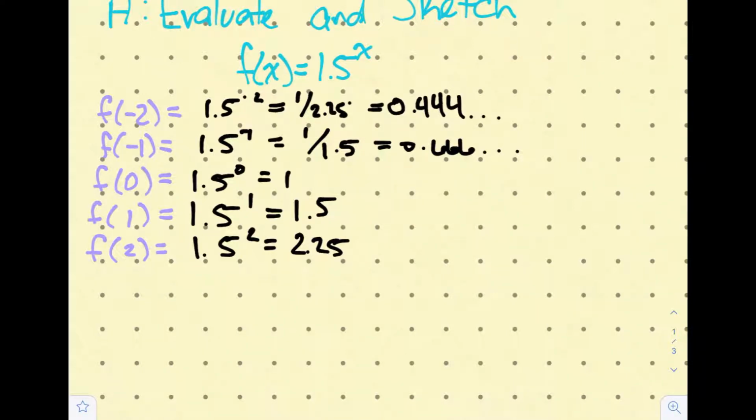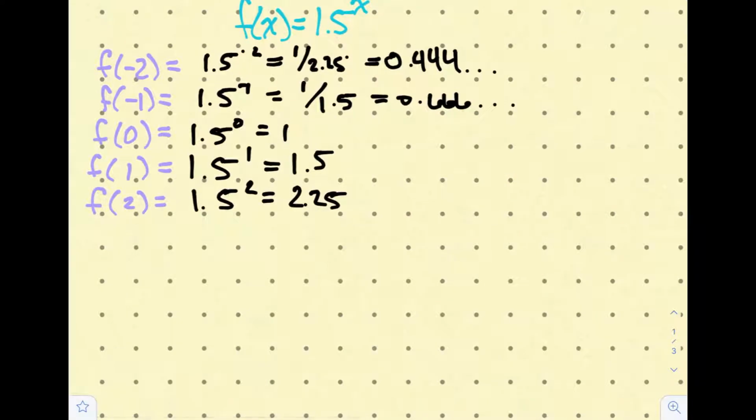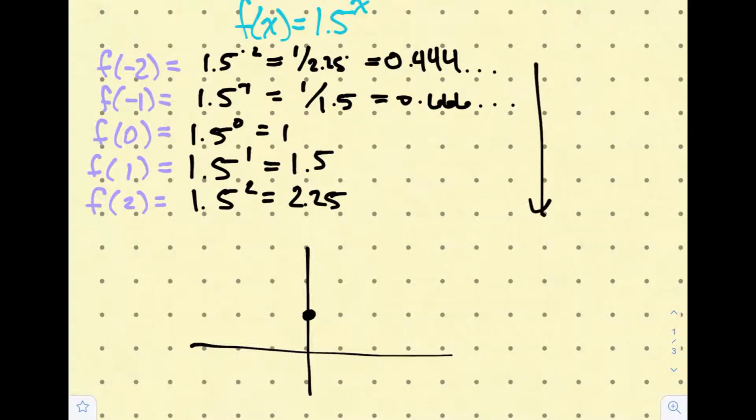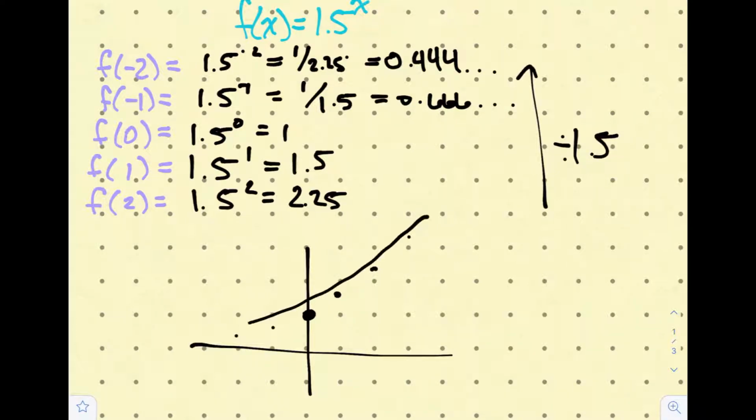So let's sketch our graph. What does this actually look like? Well, we had 0, 1. And then as we go down the line, each point is multiplied 1.5 times bigger. So something along these lines. And then as we go the other direction, each point is divided by 1.5. What that means is it'll never actually hit 0 that way, and it'll kind of race off quicker and quicker to the right.